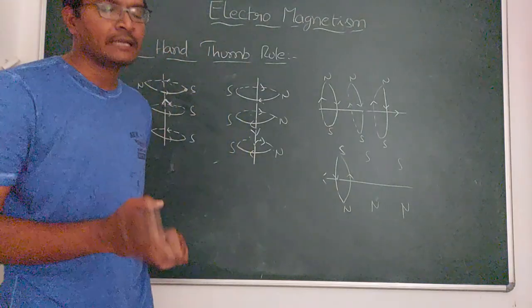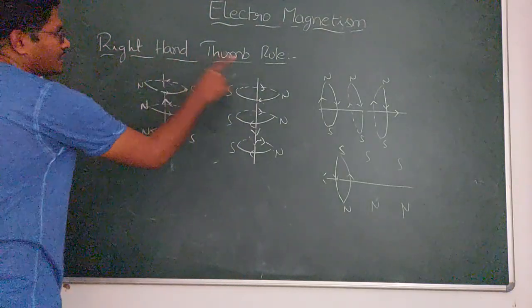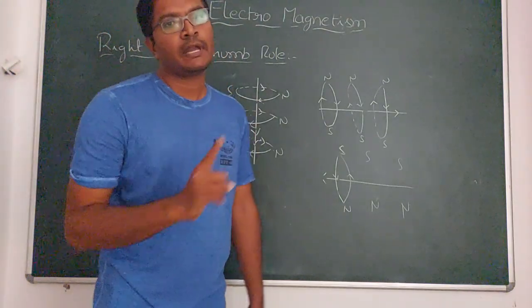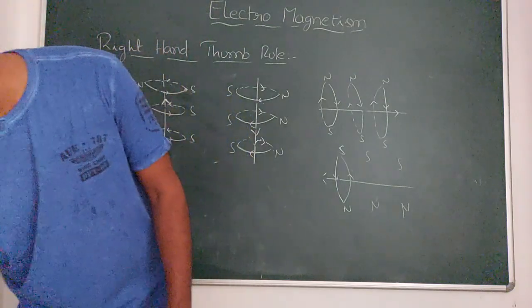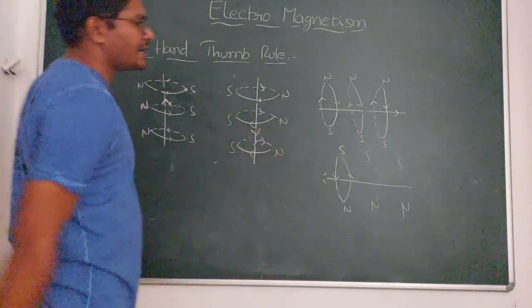So you need to find out the direction of the magnetic field, that is very important. In order to find the direction of the magnetic field, which rule do we need to use? The right hand thumb rule. By using the right hand thumb rule we can find the direction of the magnetic field. So here all are straight conductors.